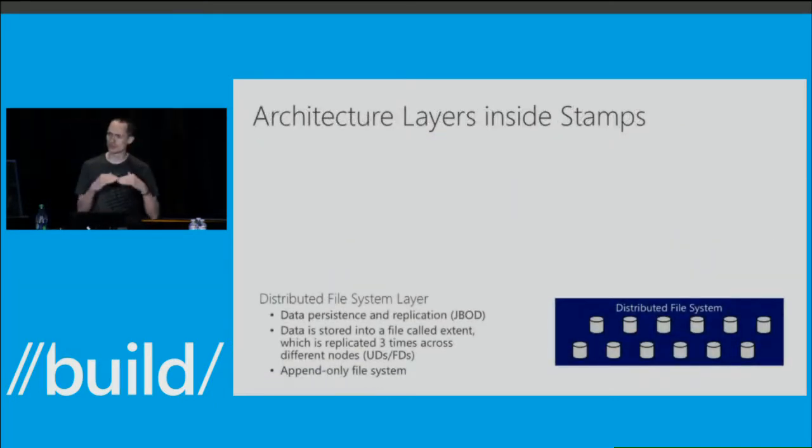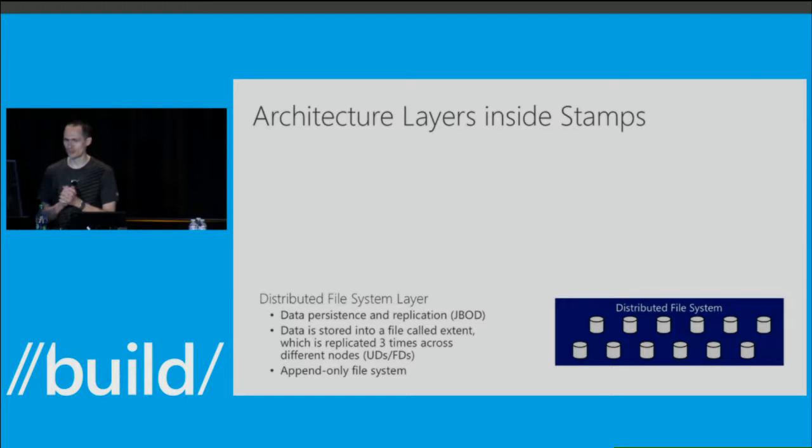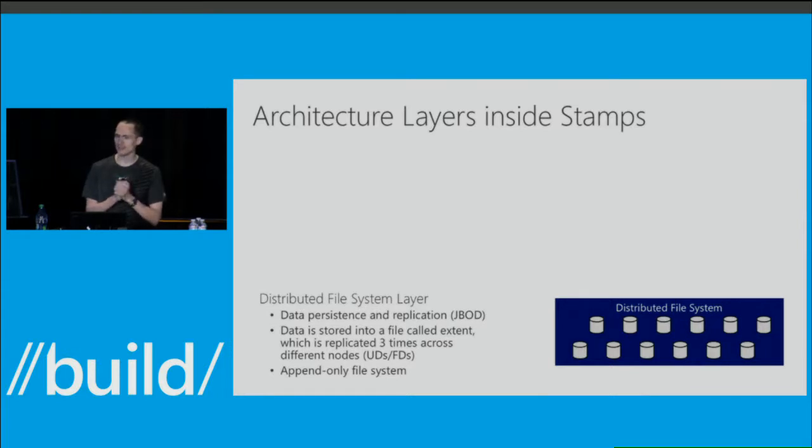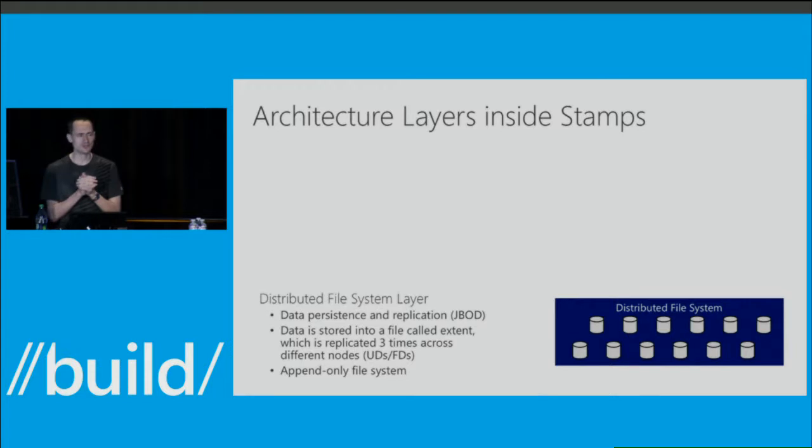So the first layer, the lowest layer of our system, is the system that's in charge of actually handling the disks. So this is the system that's responsible for persisting your data to those disks. And you can think of our underlying system as a DFS that's a JBOD system. Okay? So your data, when you actually store it into our system, is stored into the DFS system into these files which we call extents.